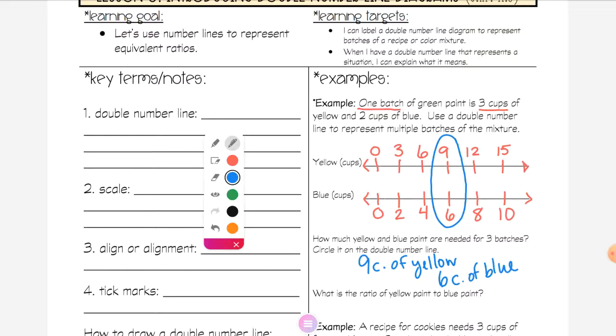What is the ratio of yellow to blue paint? Anytime it asks you for the ratio, you look as far left as you can go. But do I want to go all the way to the zeros? No. The first set with real numbers will be your simplified ratio. So if I'm doing yellow to blue, what is my ratio? 3 to 2. So I can just put 3:2.